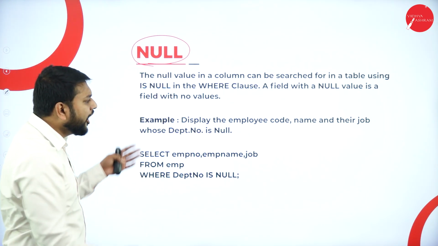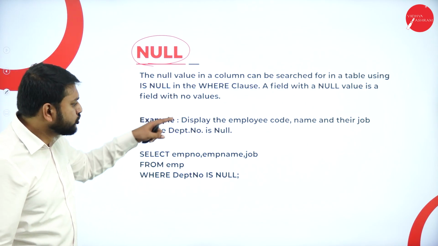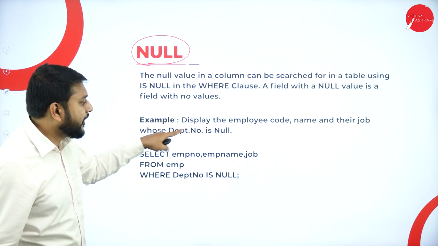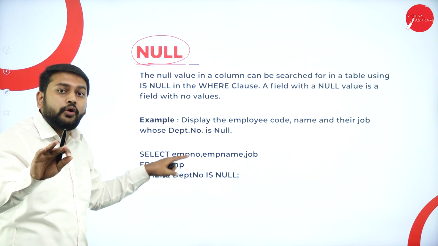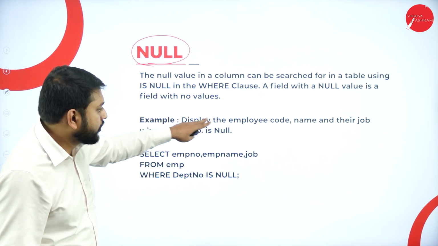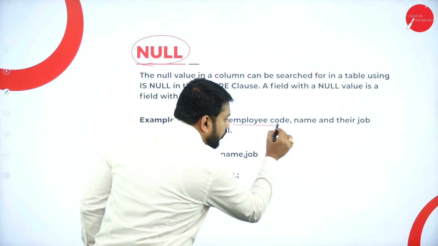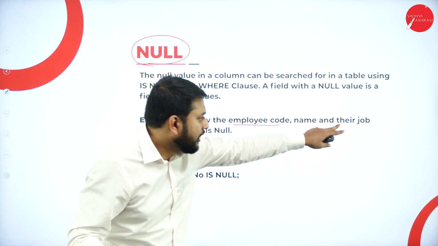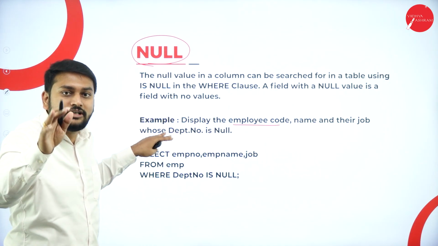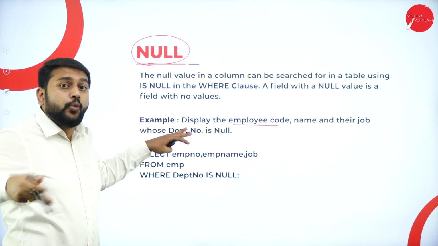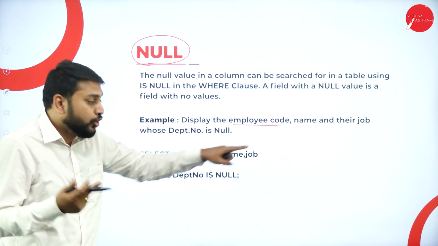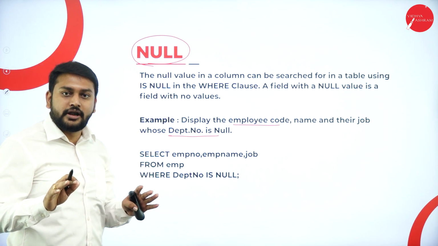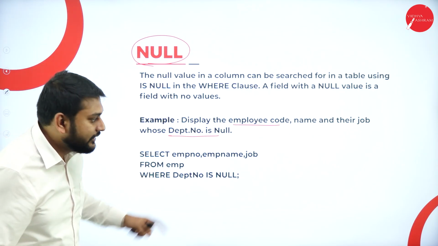Observe, I'm writing a query. Display the employee code, name and their job whose department number is null. I will repeat the question. So guys, I need to display the employee code. This is the first thing that I need to display. Along with that, name I will display. Along with that, their job. Three things I will display. Whose details should I display? Whose department number is null, who don't have the department number. Their details I will display.